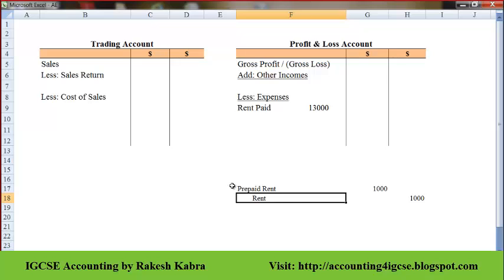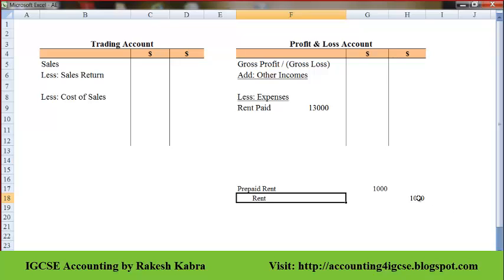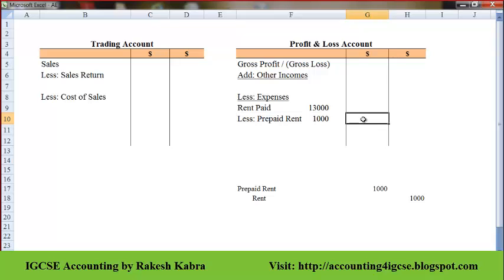And now I need to show the effect of this adjustment entry. So see, in this entry the rent account is credited, so it means I need to decrease the rent. So less how much amount? 1,000, and that is for prepaid rent. Prepaid rent, how much amount? 1,000. And in the P&L account how much amount will come now? 12,000. So see, here I wrote "less prepaid rent." It doesn't mean that I am showing the effect of this debit item. This is an asset. This will come in the balance sheet. I reduced 1,000 because of this account.